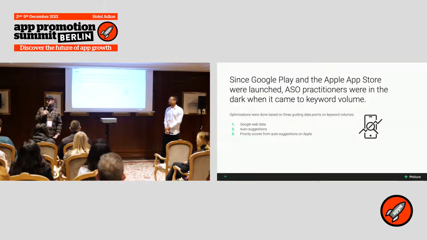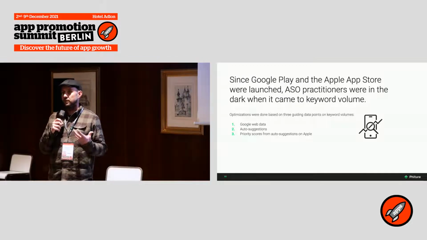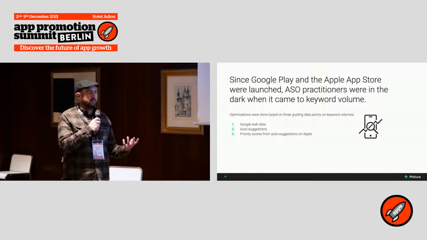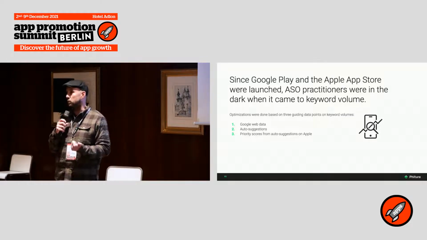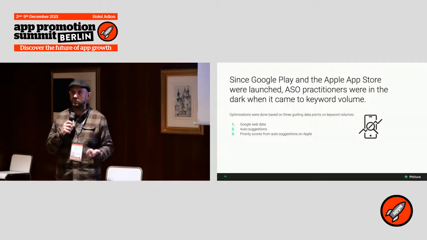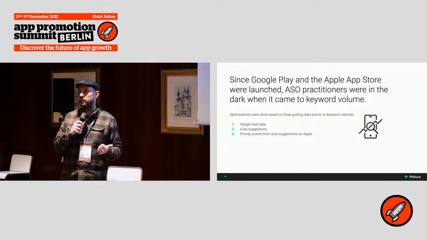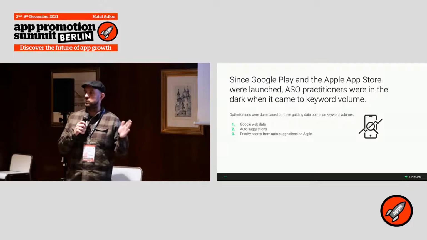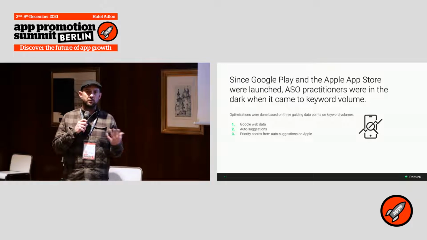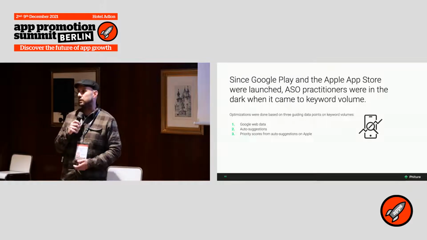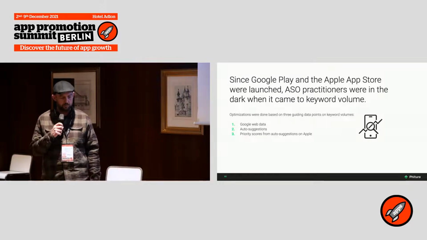What we were basing our estimations on, how much search was actually happening on a certain keyword, was, first of all, Google Web data. Actually, most of the tools provided one-on-one Google Web data and ported that over to the App Store. But of course, people search entirely different on Google than they do in the App Stores.